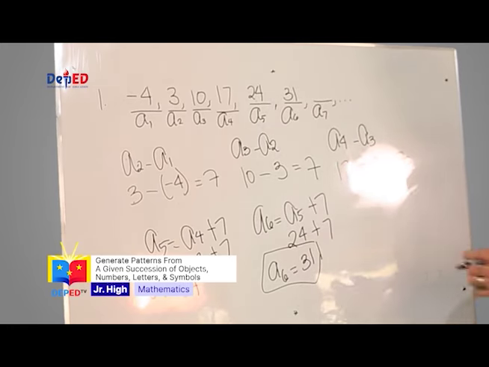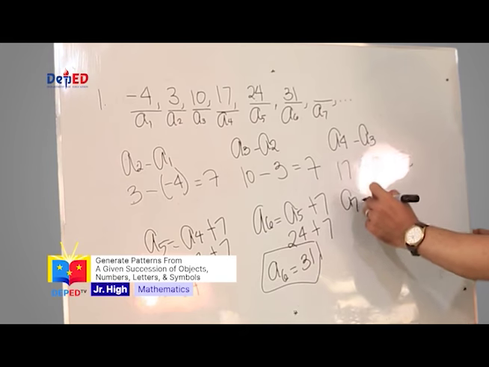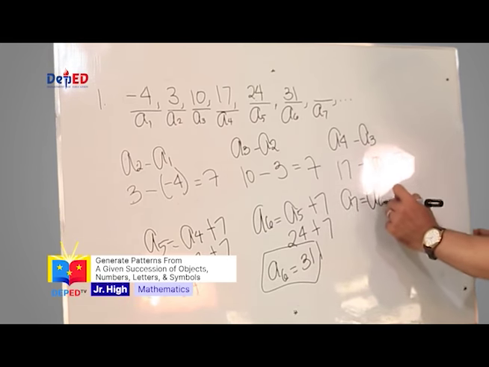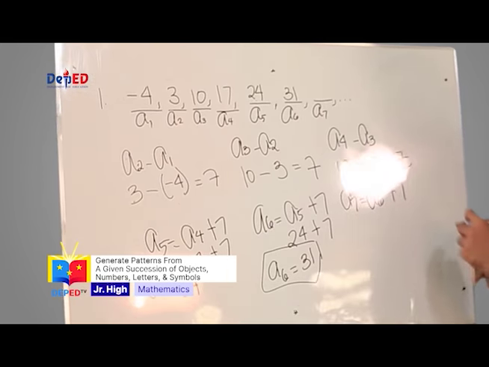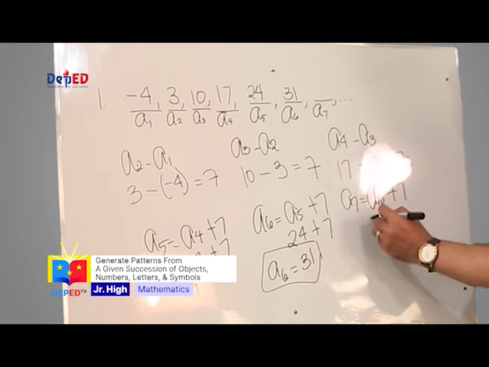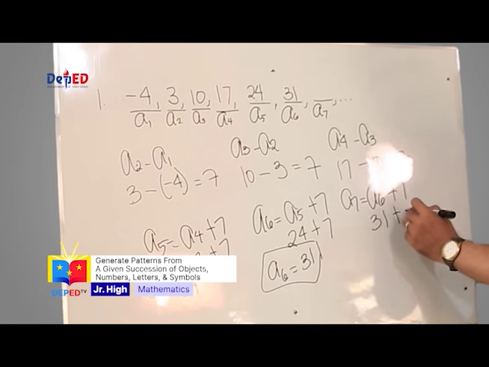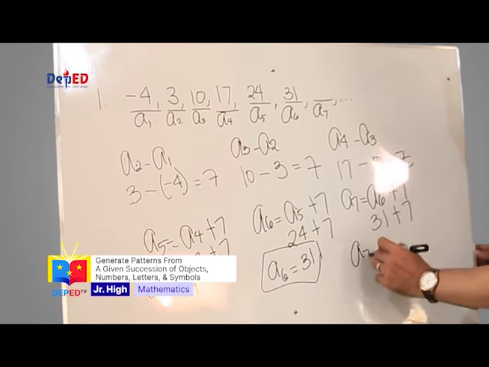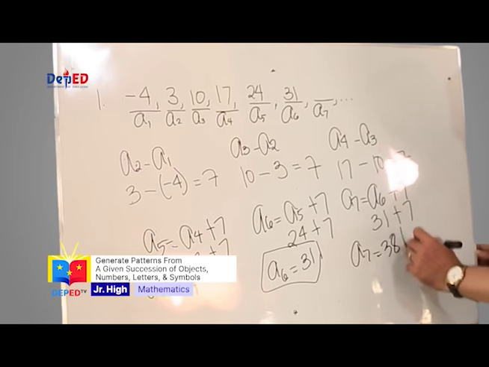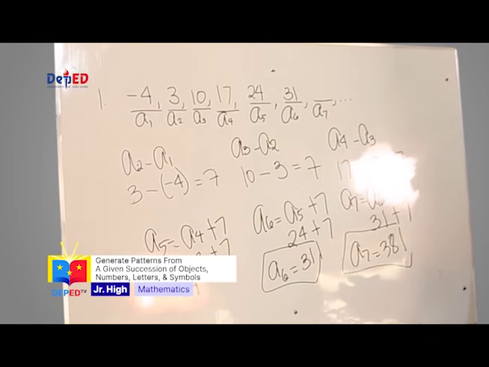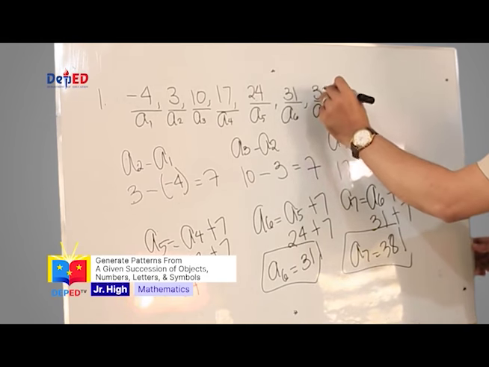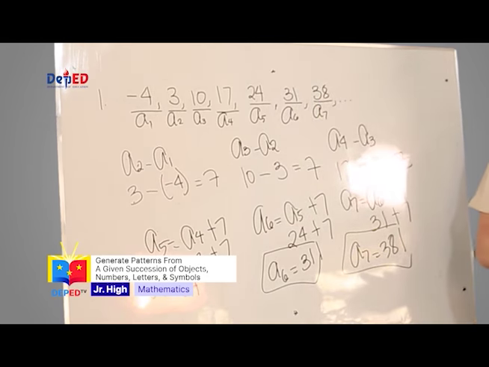The seventh term, or a sub 7, is equal to the sum of a sub 6 plus 7. Our sixth term, which is 31, plus 7, the seventh term, will now be equal to 38. So the next three terms of this sequence are 24, 31, and 38.